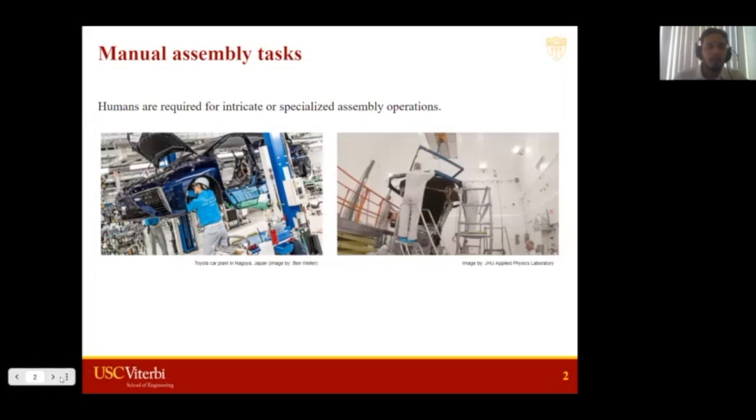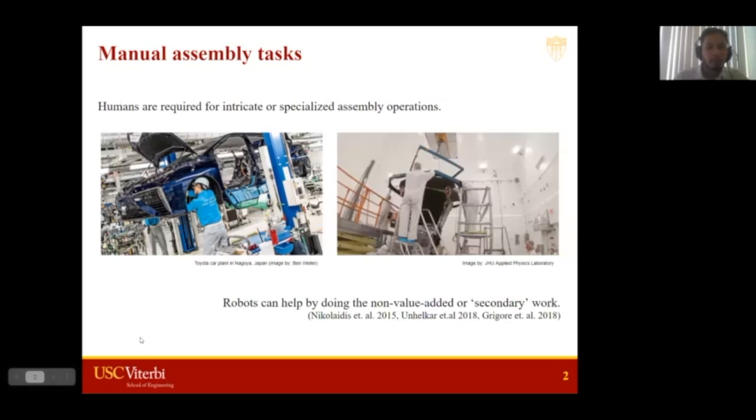Today I'll be presenting our research on two-stage clustering of human preferences for action prediction in assembly tasks. We focus on manual assembly tasks where humans are required for performing the intricate operations like fitting cables or assembling a satellite, and the robot would be in charge of performing the non-value added or secondary work like fetching tools or parts from the storage.